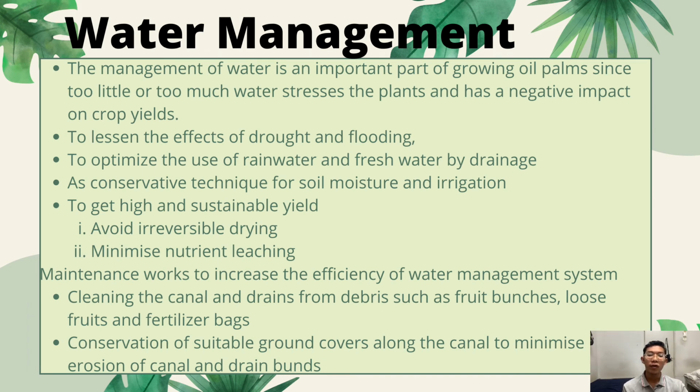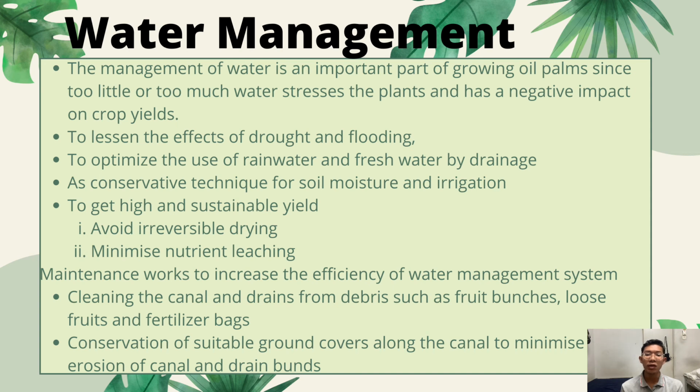The management of water is an important part of growing oil palm since too little or too much water stresses the plant and has a negative impact on crop yields. Water management is also to lessen the effect of drought and flooding, to optimize the use of rainwater and fresh water by drainage, and as conservation technique for soil moisture and irrigation. Maintenance works is important to increase the efficiency of water management system.